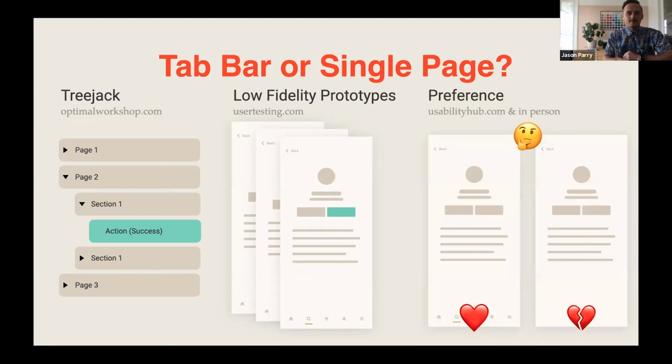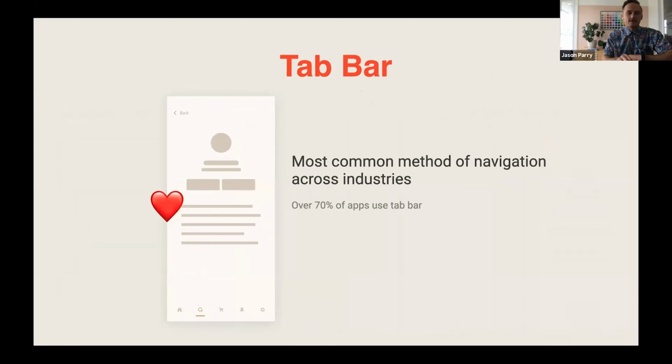So then we just had to make a decision, and we chose tab bar based on the fact that it's a lot more common. So we looked at all the major apps across all industries, and tab bar navigation style accounted for over 70% of apps. So all other things being equal, we had successful tests on both of these versions. We figured, well, tab bar, our users will hopefully be more familiar with this navigation style. So let's move in that direction.